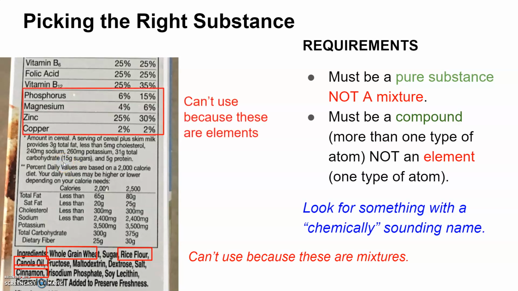Now, the other things in a cereal box that we can't use are these things here, phosphorus, magnesium, and zinc, because those are all examples of elements. I know they're elements because you can find them directly on the periodic table. So it has to have, remember, more than one type of atom.